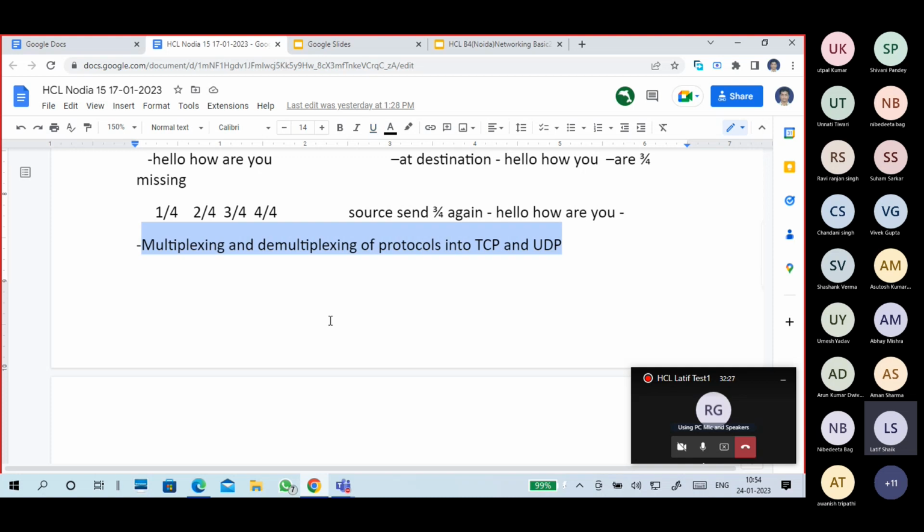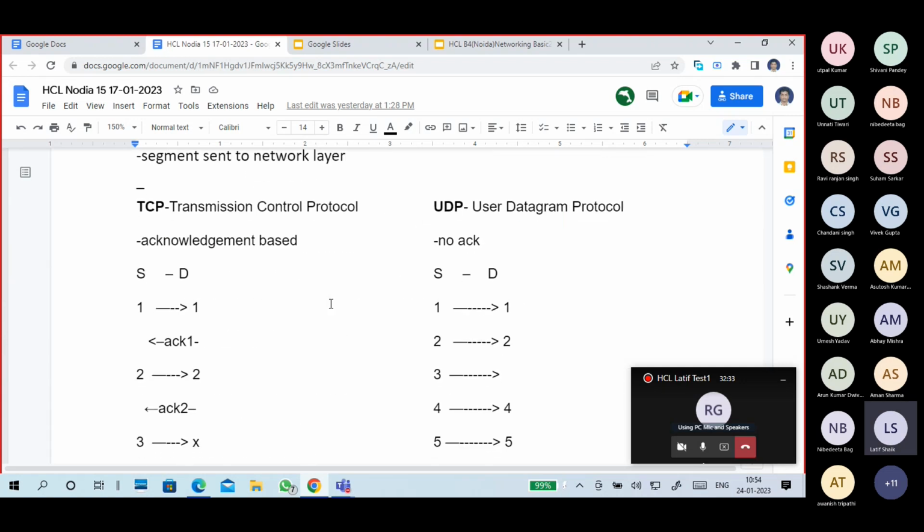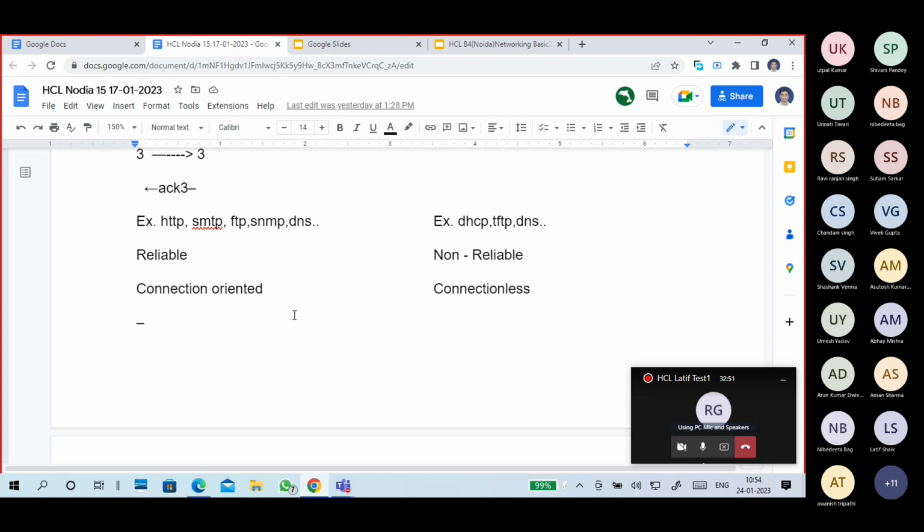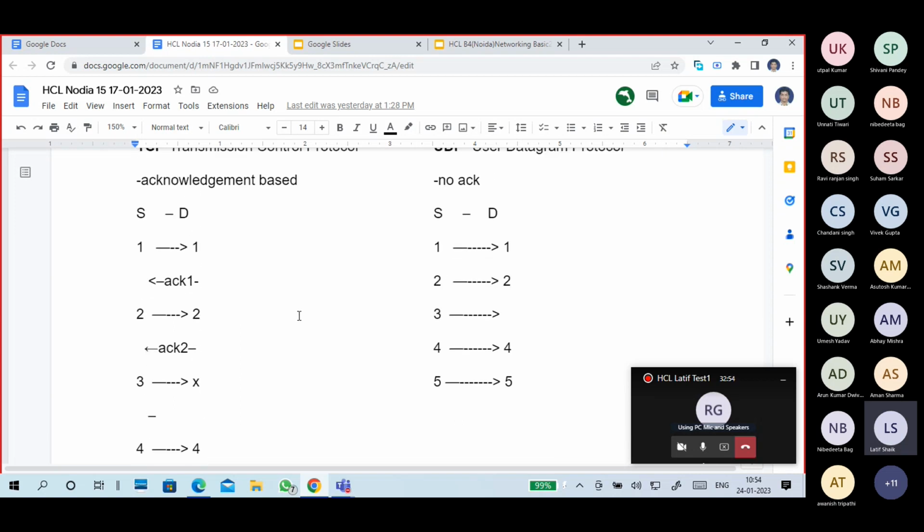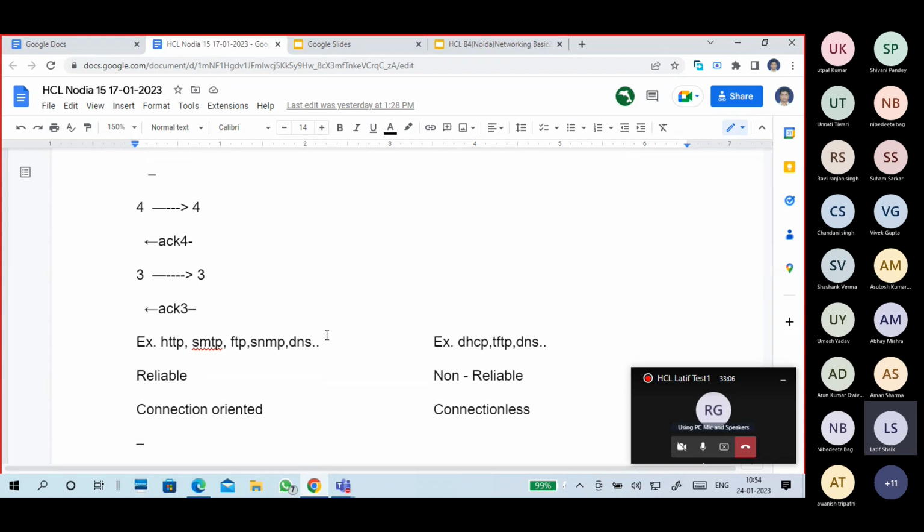Multiplexing of TCP and UDP: transmission control protocol, user datagram protocol. TCP and UDP difference. We discussed some protocols. The protocols are either TCP type or UDP type. TCP type protocols are acknowledgement based, UDP type protocols are non-acknowledgement based. Acknowledgement based means the source knows whether the destination received or not. How? When the destination receives a packet, it sends an acknowledgement to the source. So the source knows the destination received the packet. That's why these are called reliable protocols, connection oriented protocols.